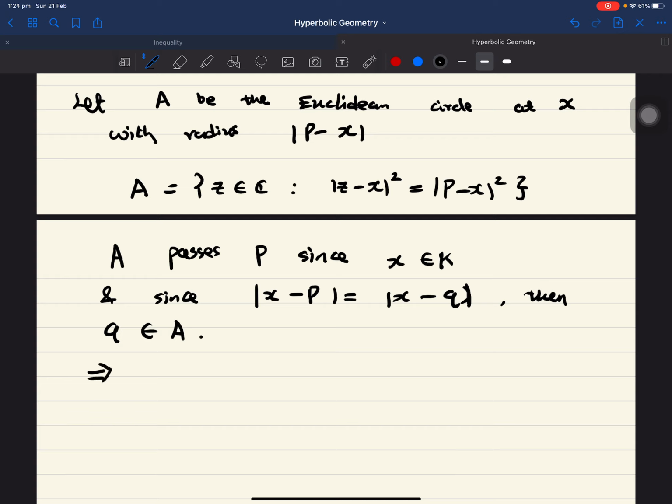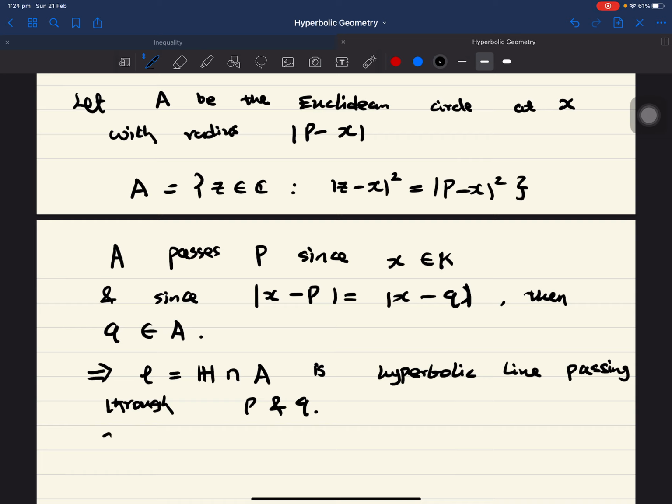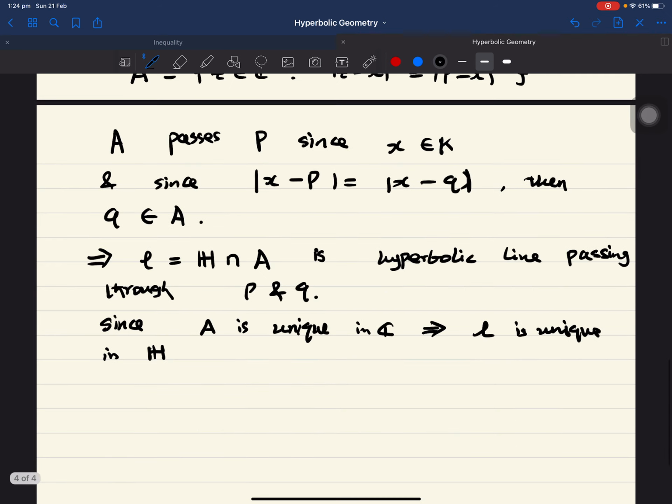Therefore, we can say that L, equal to A intersected with the hyperbolic plane, is a hyperbolic line passing through P and Q, and since A is unique, therefore we can say L is the unique hyperbolic line in the hyperbolic plane H.